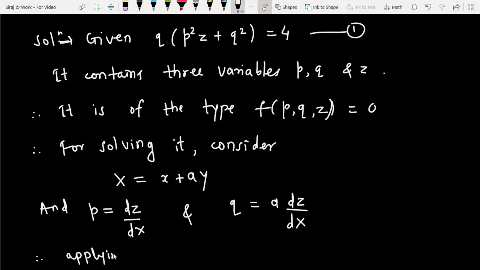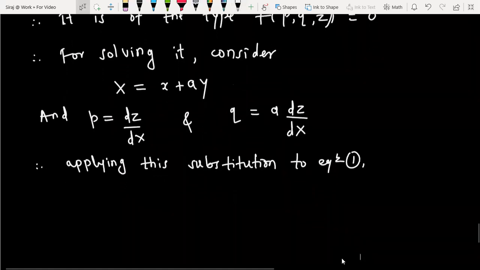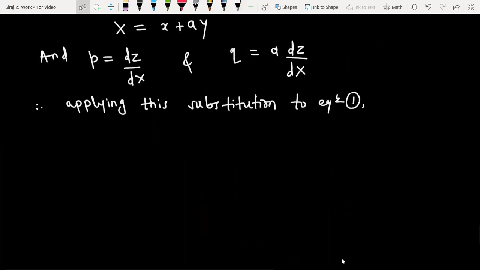Applying this substitution to equation 1. So equation 1 is q in bracket p square z plus q square equal to 4. Equation 1, I will write it once again here so that it will be visible to us which things we are changing here.